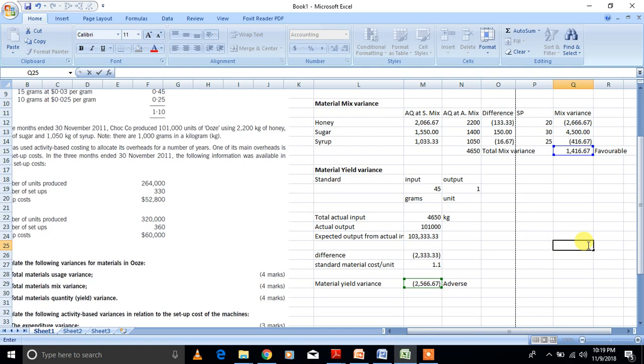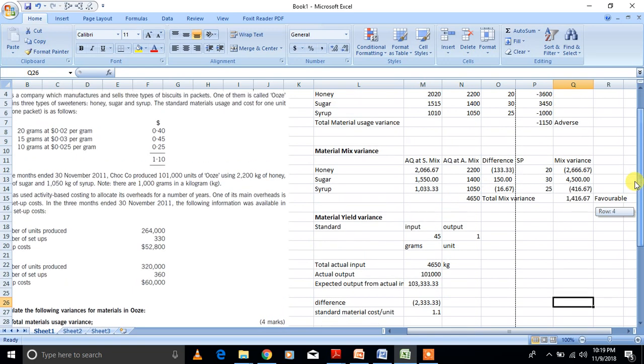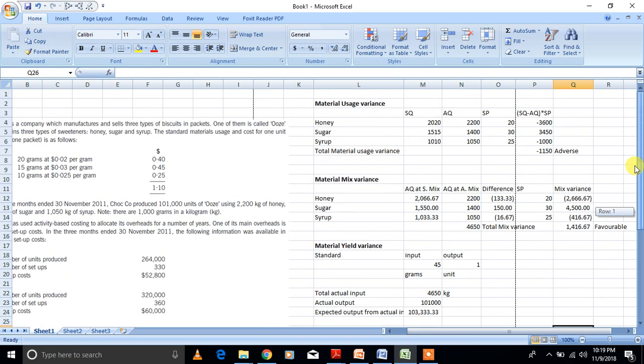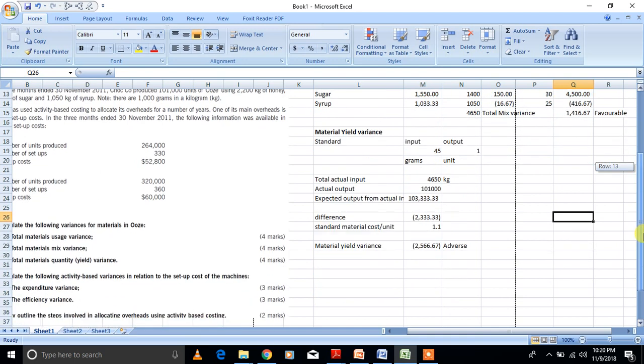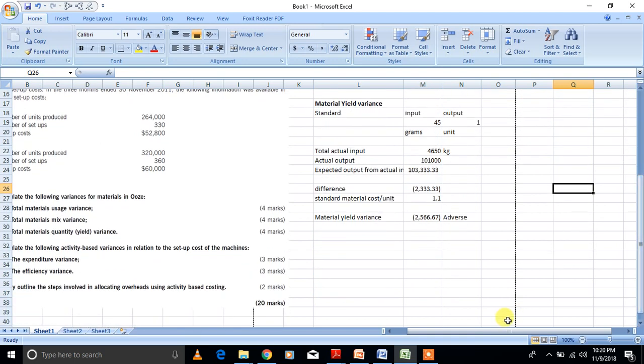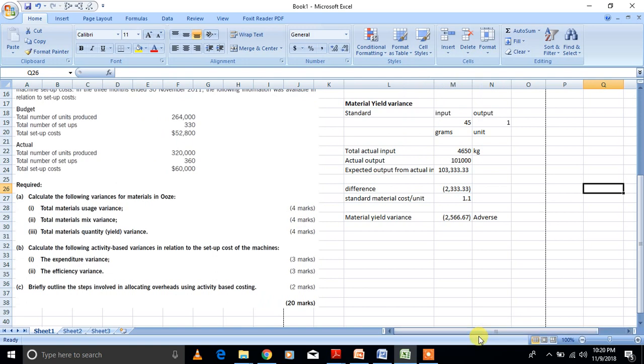So this is nothing new for us. We have done so many questions like this, and this is one of the routine types of questions. If you are facing an F5 exam, you must be expert in doing this calculation flawlessly. There can't be any problem you could have in doing this calculation when you're going for an F5 exam. If you are unsure about doing this calculation, then you are not prepared enough, you are not practiced enough. Why I selected this question is actually for part B of section B of this question. Calculate the following activity-based variances in relation to the setup cost of the machines.